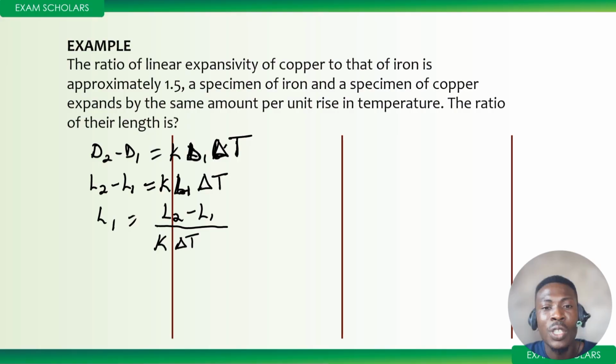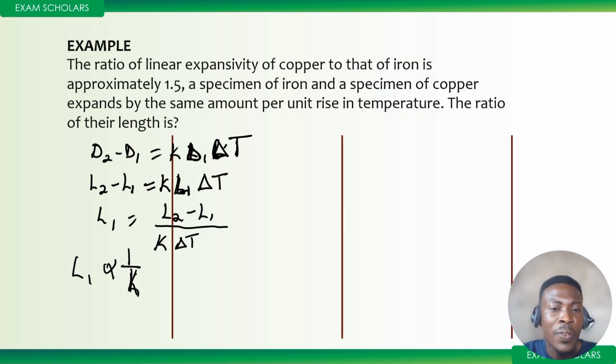Now, according to this question, some things are constant here. Let's go back. We have constant: they expand by the same amount per unit rise in temperature. So L2 minus L1 is constant, and change in temperature is constant. So we can see that L1 is inversely proportional to the coefficient of linear expansivity.